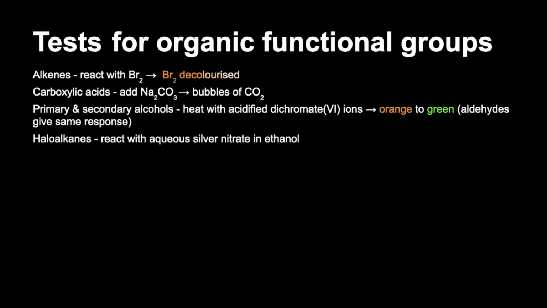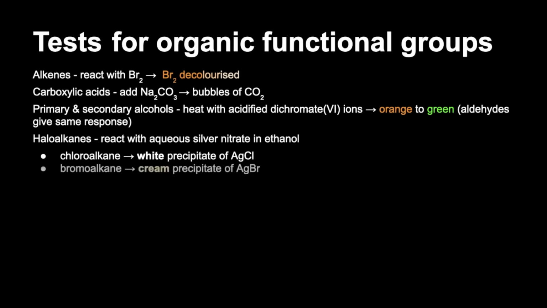Haloalkanes, you can react them with aqueous silver nitrate in ethanol, and the observations for these: chloroalkanes will give you a white precipitate of silver chloride, bromoalkanes a cream one, and an iodoalkane will give a yellow precipitate of silver iodide.